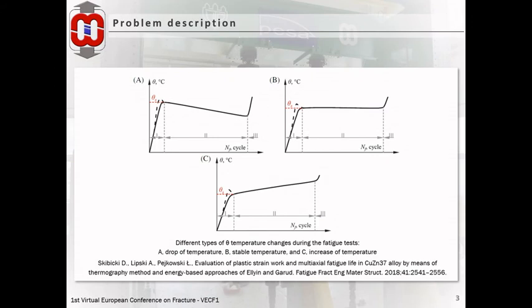However, many of our thermographic tests indicate the possibility of three cases regarding temperature changes in the phase B due to fatigue load: decrease of temperature, figure A; stable temperature, figure B; increase of temperature, figure C.